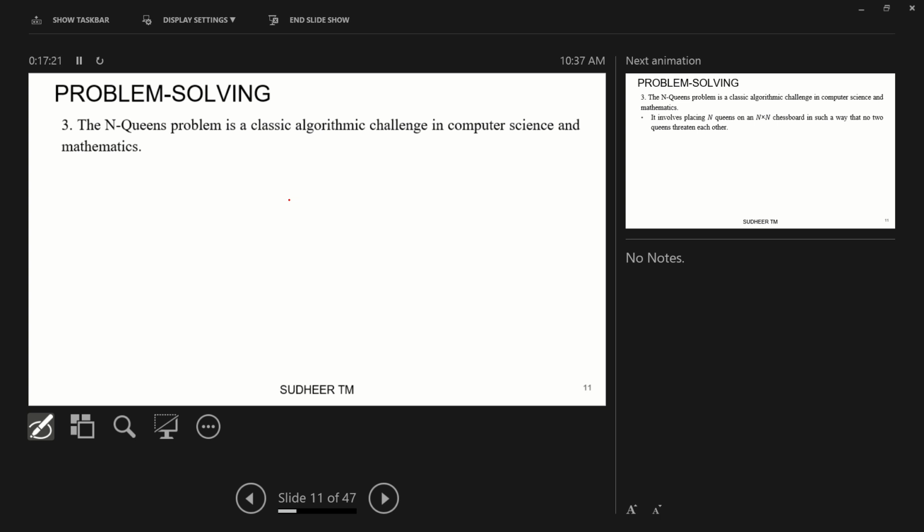The 8 columns, let's name them A, B, C, D, E, F, G, H. Say a queen has been placed in the third column. We cannot place the second queen in the third column again. If you place it so, they will oppose each other.